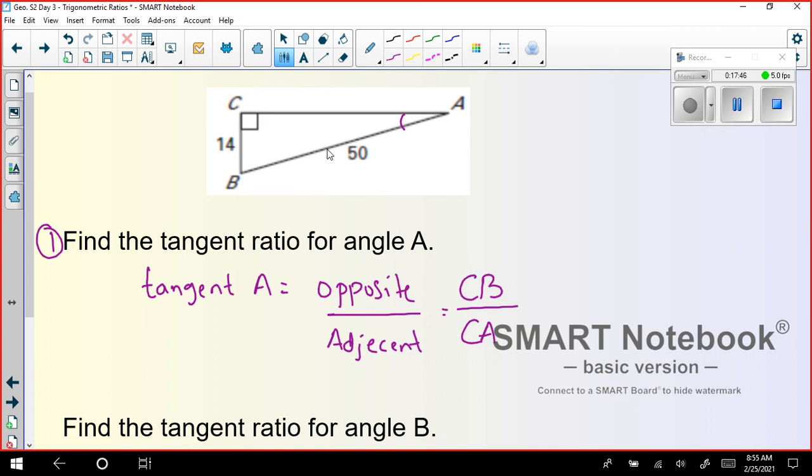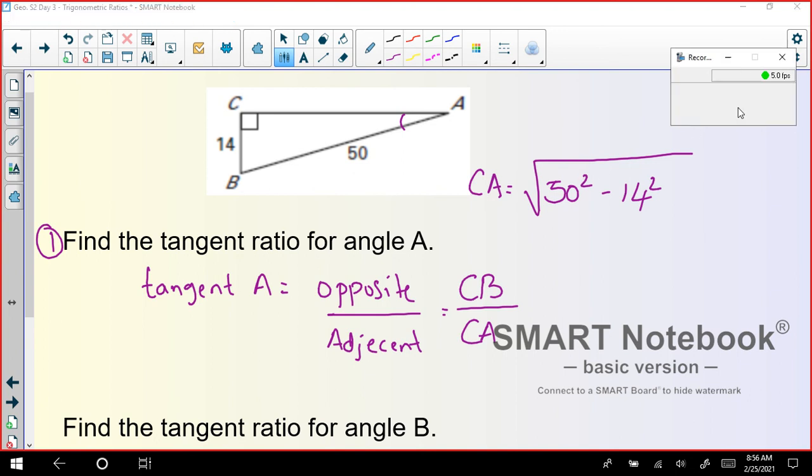But this is a right triangle and I can solve for CA. CA is nothing but the square root of 50 squared minus 14 squared. So 50 squared minus 14 squared. Okay, use a calculator, simplify. I'll give you 30 seconds. Then we will go over the solution.